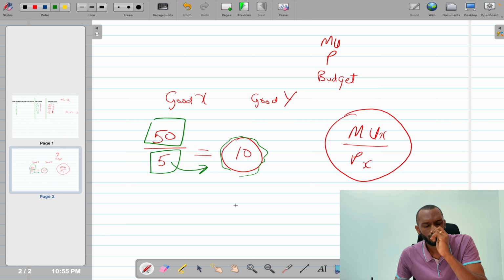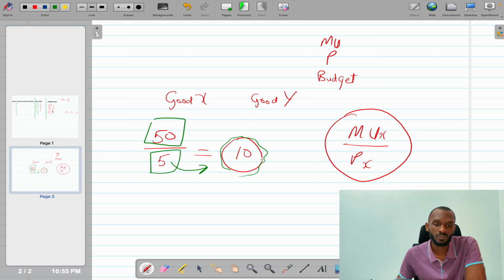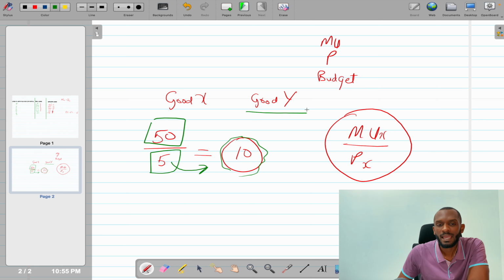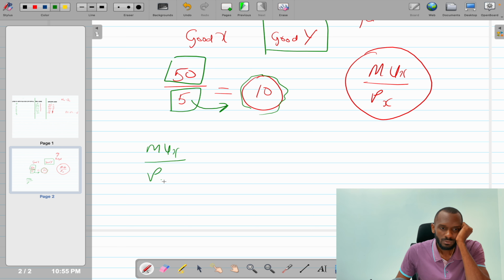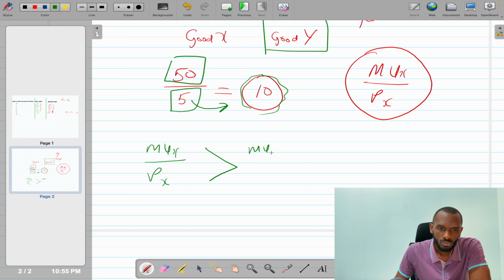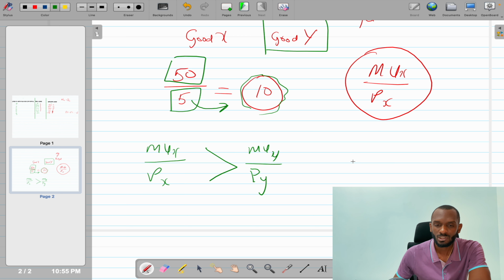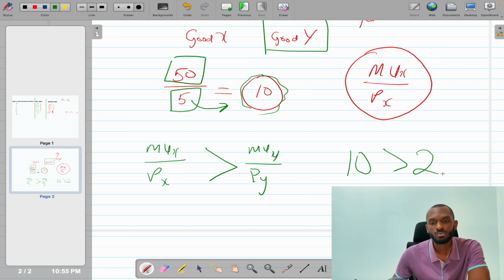Now, in order for us to find the optimal allocation of the resources, we need to compare this to the MU price ratio of good Y. If the MU price ratio of good X is greater than the MU price ratio of good Y, what would happen? And let's put actual numbers to this. Let's just say 10 is greater than 2, right?